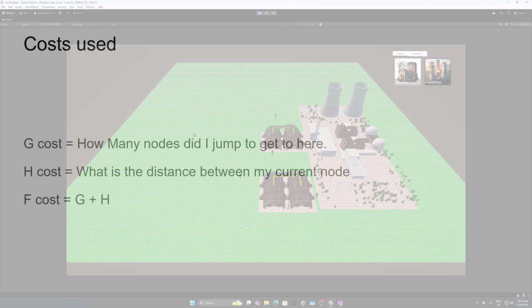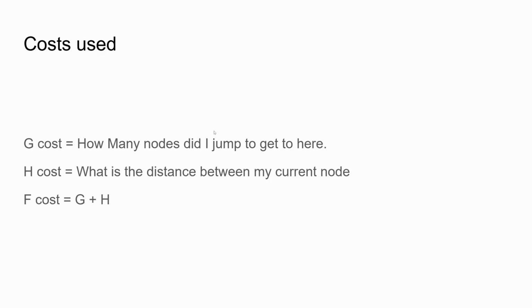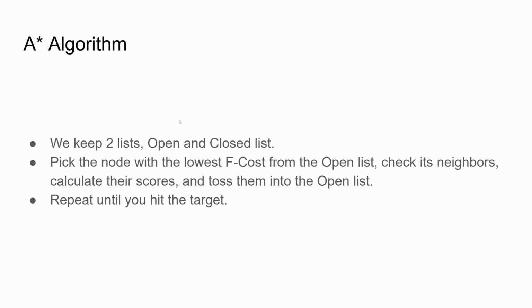In order to generate this path, you have three costs that you need to calculate. The G cost, which is how many nodes you had to go through in order to get to this point, and the H cost, or the heuristic cost, which is the distance between this current node and the target node, and finally the F cost, which is the sum of the G and H. It's a very basic algorithm where you keep two lists.